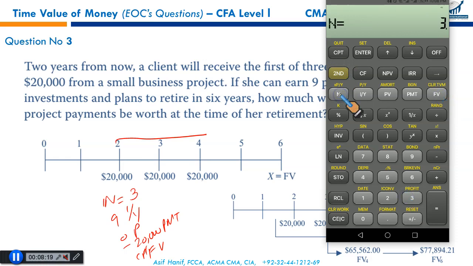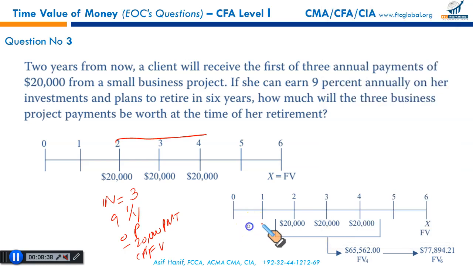3 is N, 9% interest, 0 present value. Every payment is of $20,000. We need to calculate the future value. This future value 65,562. This is the future value at the end of year 4, 65,562. Now it needs to be reinvested for the next 2 years in order to find the final value at the end of year 6.